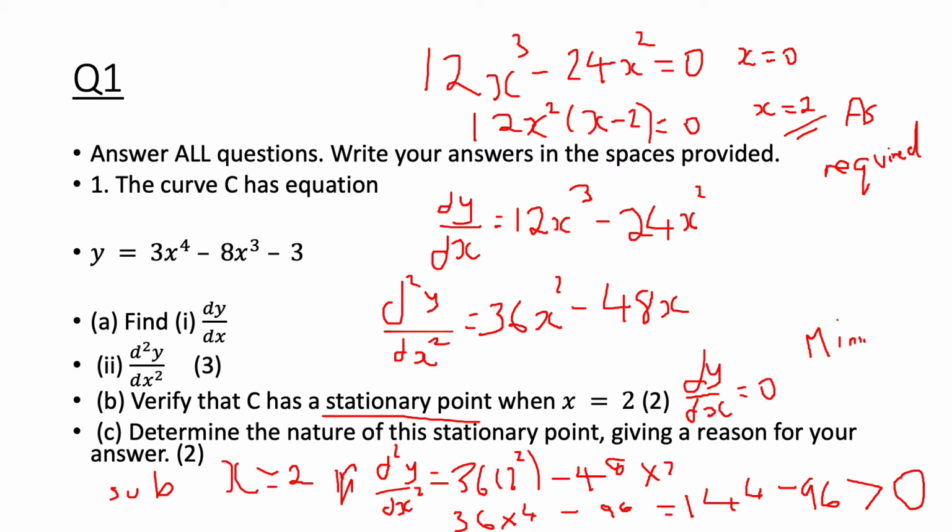Now a minimum point occurs when d2y by dx squared is bigger than 0, and a maximum point occurs when d2y by dx squared is less than 0. Okay, so minimum point. Okay, so I hope that makes sense, guys, for question number 1.